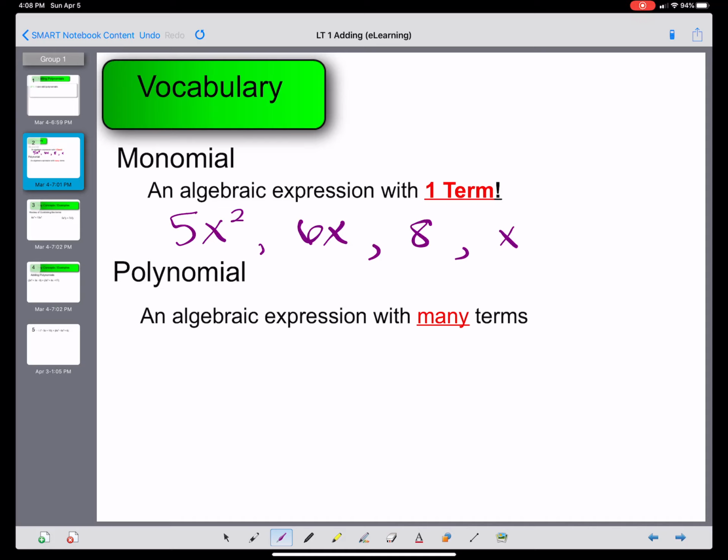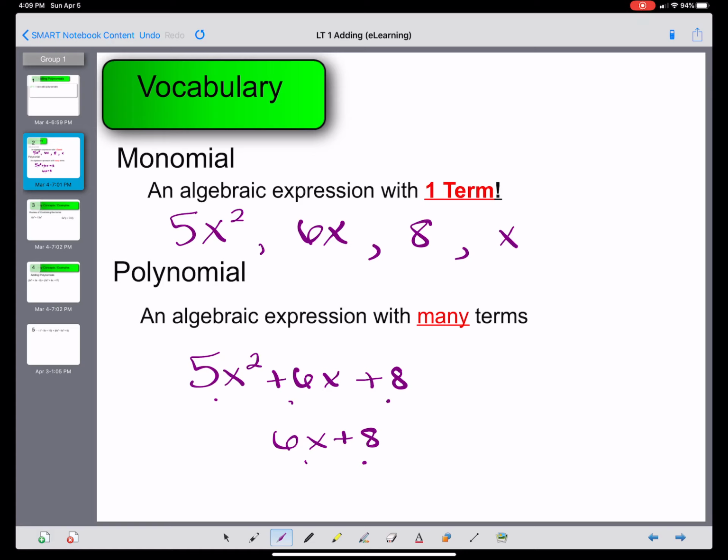Polynomials are algebraic expressions with many terms. So for instance, let's just take this information we have on top and we put them together. 5x squared plus 6x, and let's just do this one, plus 8. This is a polynomial. The type of polynomial is a trinomial because there are three terms. Think about a tricycle. 3 wheels. If I write down 6x plus 8, this is still a polynomial, but the type of polynomial is a binomial because there's two terms. Bi means two, like a bicycle.